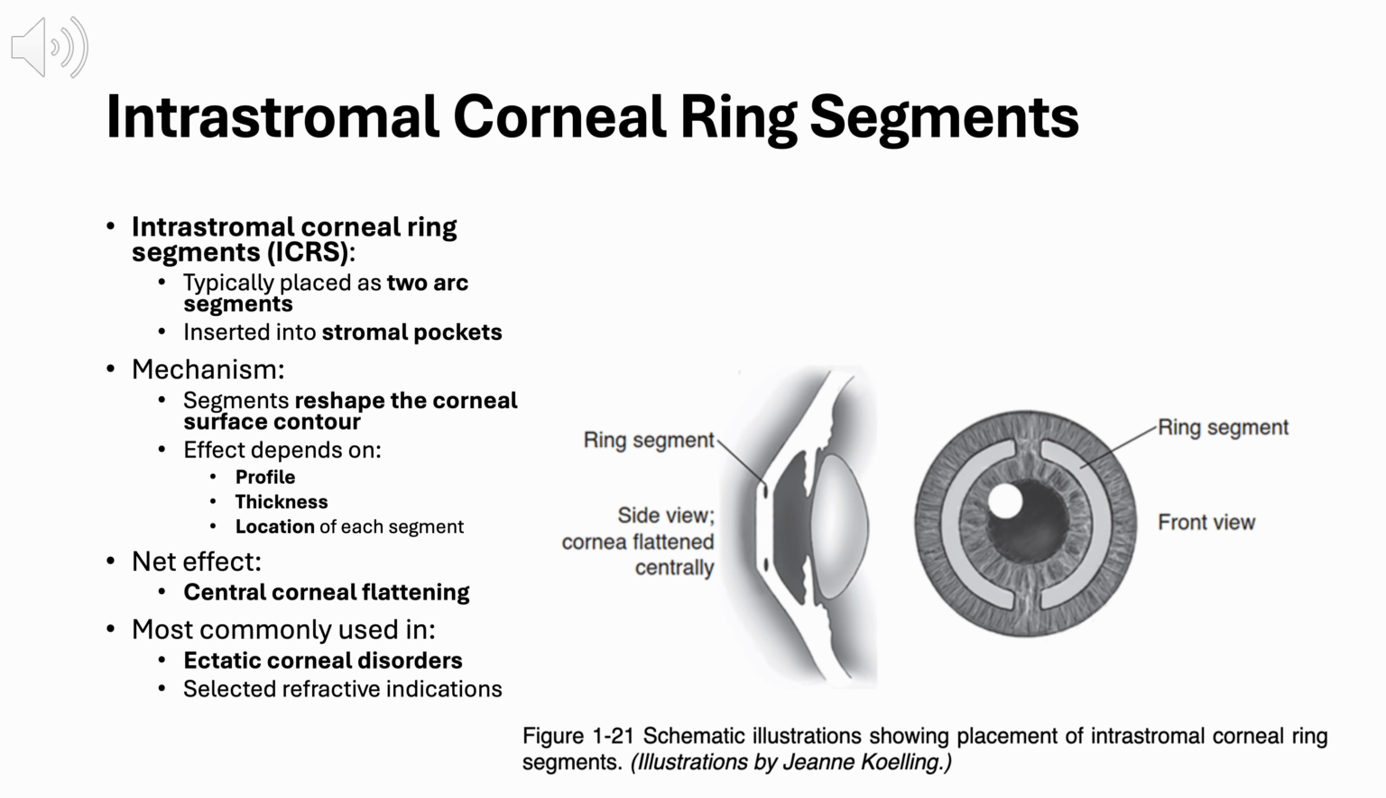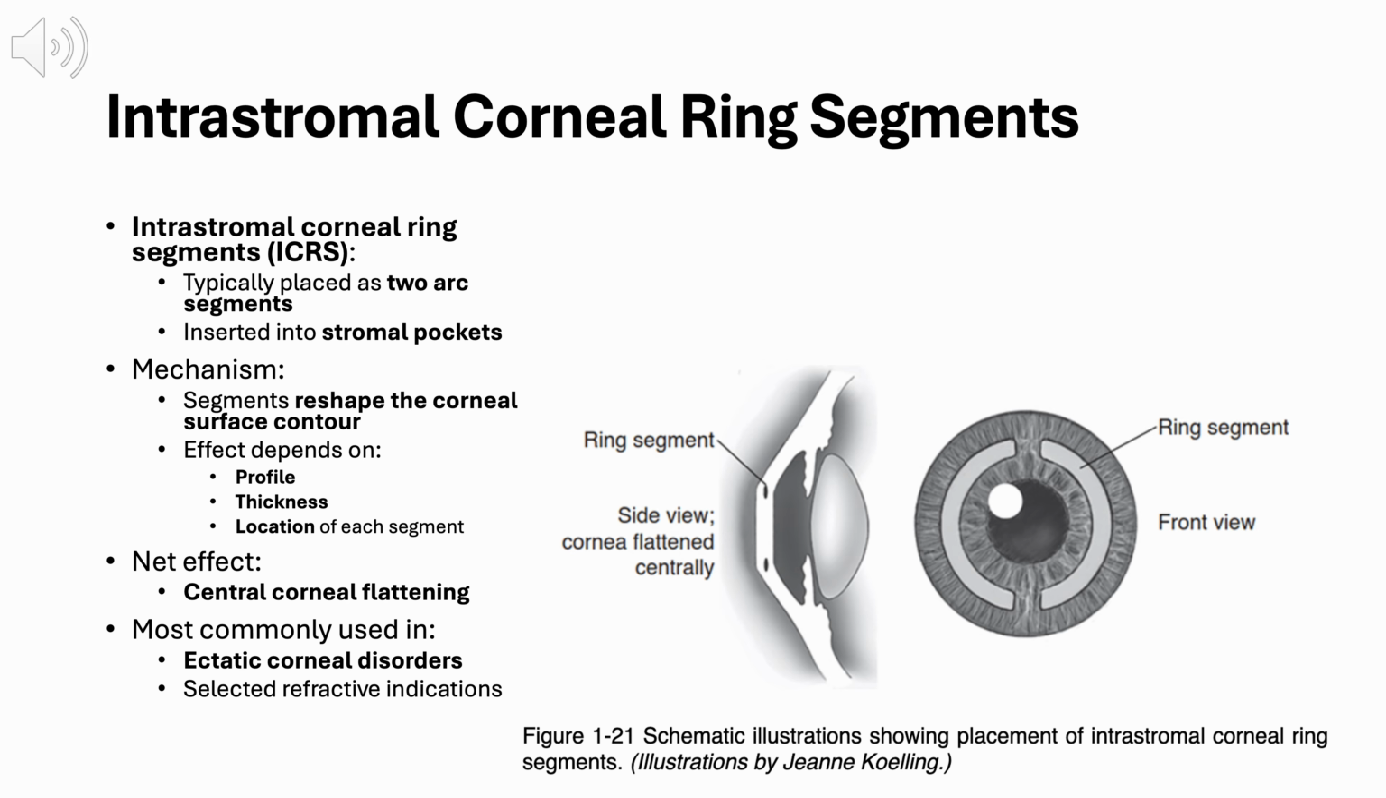Intrastromal corneal ring segments, or ICRS, are alloplastic implants placed within the corneal stroma. They're typically inserted as two arc-shaped segments into stromal pockets rather than forming a complete ring. The key idea is mechanical reshaping. By adding volume in the mid-peripheral cornea, these segments change the corneal surface contour. The magnitude and pattern of that change depend on the segment's profile, thickness, and exact location within the cornea.